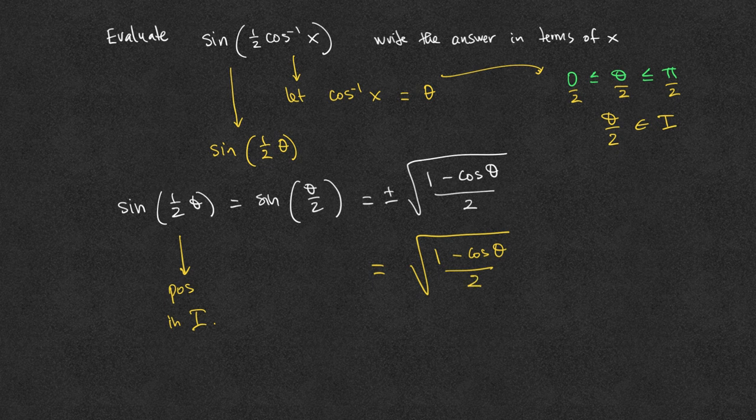But what is cosine of theta? We let cosine inverse of x equal theta. Cosine of theta is x. And so this is the square root of 1 minus x over 2. And we're done. Remember that this is the answer to the given problem because we simplified the problem by letting theta equal cosine inverse of x.